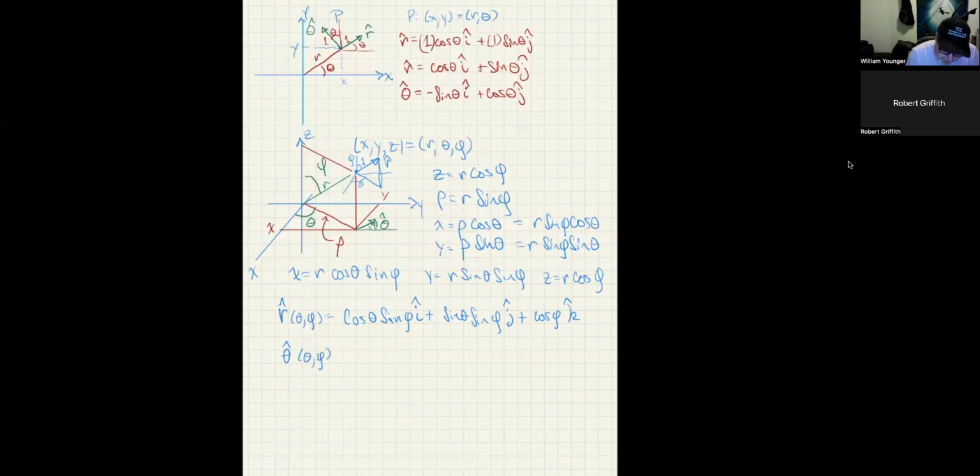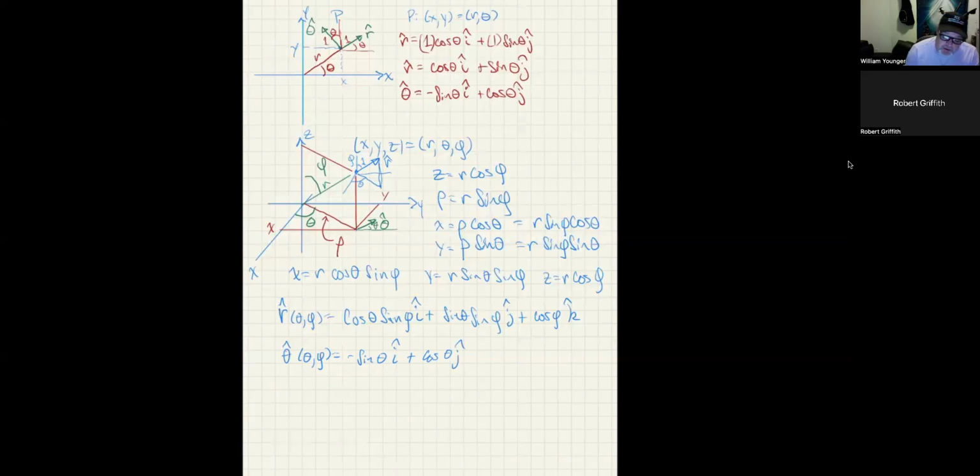So theta hat as a function of theta and phi is going to be, I don't need to deal with phi at all. I just have to deal with theta. And in fact, the x component is going to be negative sine theta i hat, and the y component is going to be cosine theta j hat.